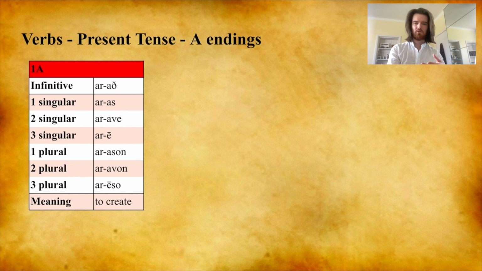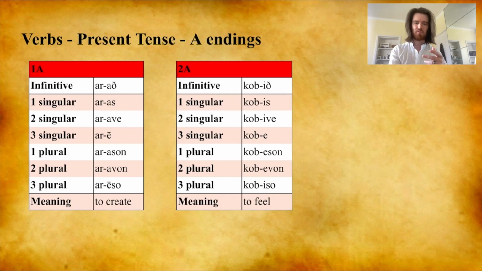There are also C subclass endings, but we'll be looking at those in the next video because they are far more complicated. So if we start by looking at the A endings, you'll see that arav, the verb to create, goes like aras, arave, are, arason, aravon, areso. Compare this to the second conjugation endings for kobiv, the verb to feel. Kobis, kobive, kobe, kobeson, kobevon, kobiso.